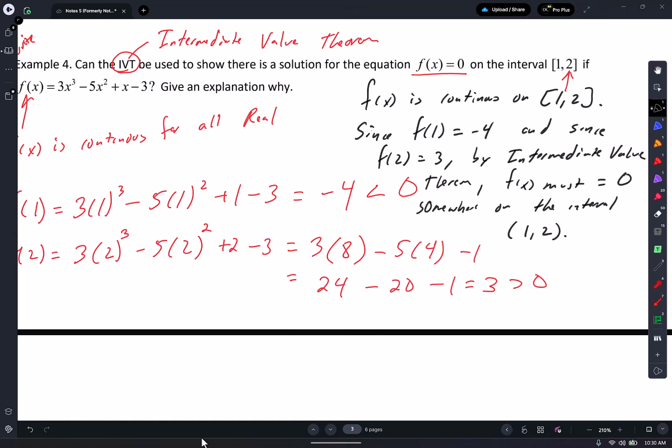So would this be just a question about the event, or would this be like an FRQ? It could be both. It could be multiple choice, FRQ, whatever. Yeah, just prepare. Don't worry, we're going to prepare you guys.